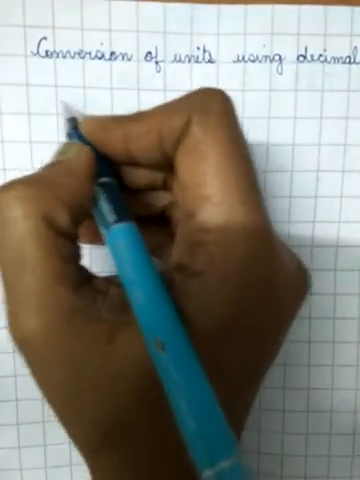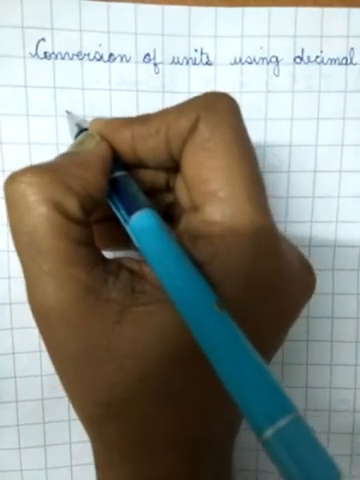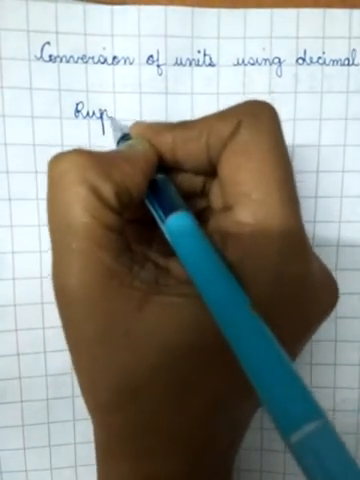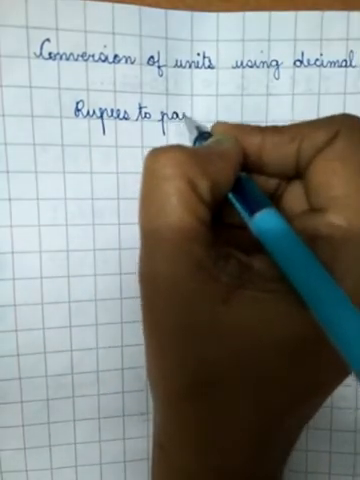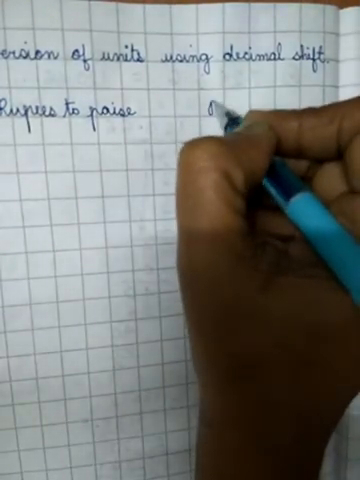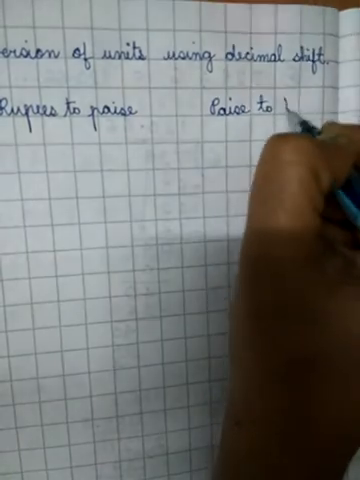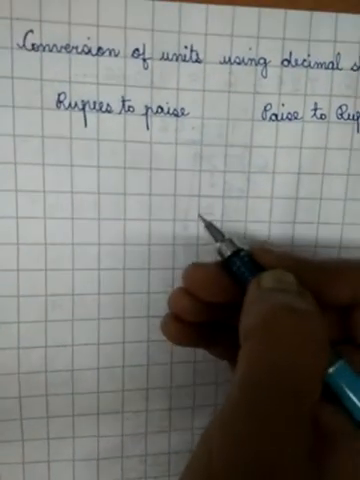See, children, suppose first we will convert rupees and paise. Okay? Rupees to paise and paise to rupees. So first we will convert rupees to paise, and on this side we will convert paise to rupees using decimals. Paise to rupees. Okay, this one is very easy and you will like it also.